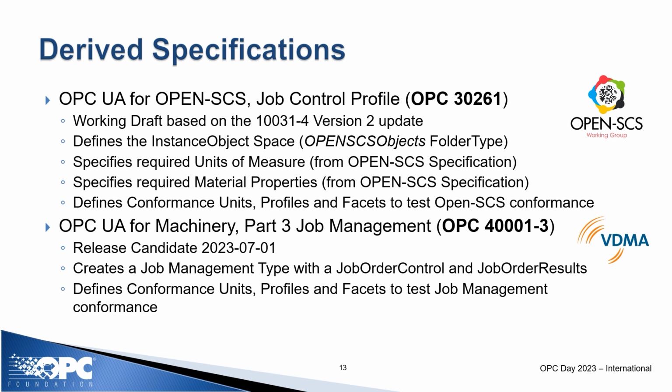So I want to thank you for listening to this. I hope that if you have the need for job controls in your system, you'll take a look at what these companion specs are. We do have, as I say, the conformance units, profiles, facets, and all the other pieces associated with it that make it a first-class companion specification in the OPC UA universe.